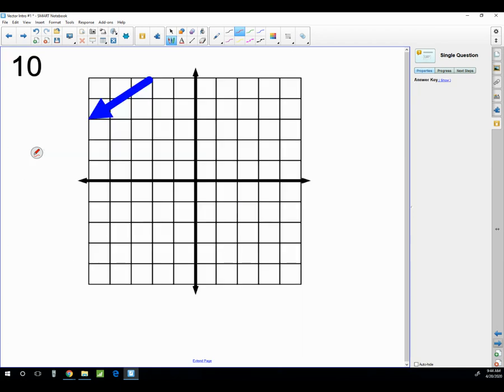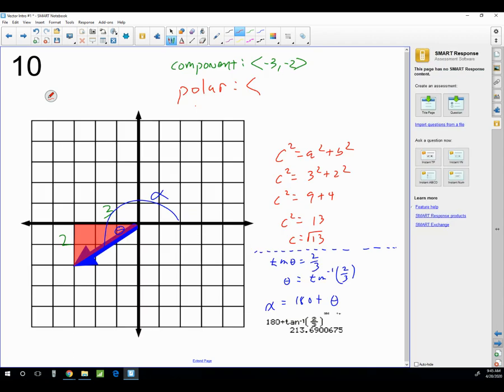Now, what I want to do to finish up here is take that vector and write it in both rectangular form and polar form. Keep in mind, rectangular is called component form. All right, and so rectangular would be -3, -2, and we would write it with those symbols, -3, -2, and that's component form. And then let's look at the next slide for polar. All right, let's look at what we have here.